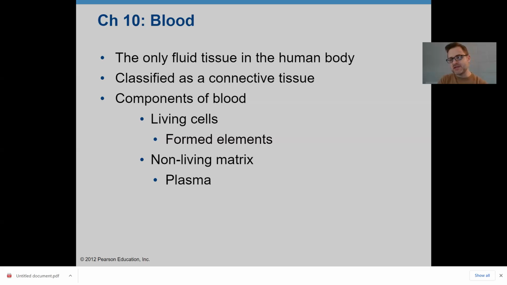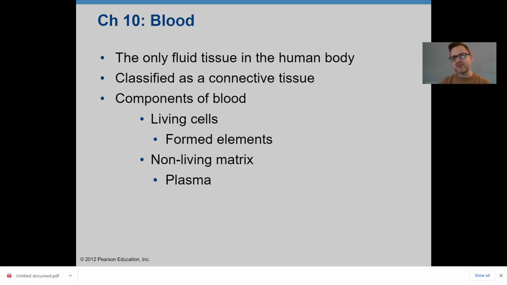So for this chapter, we're going to take the approach of hitting the highlights and talk about the main topics and main characteristics of blood in this chapter. We're going to keep this to one video because we're only going to hit the highlights. So here we go, Chapter 10, Blood.